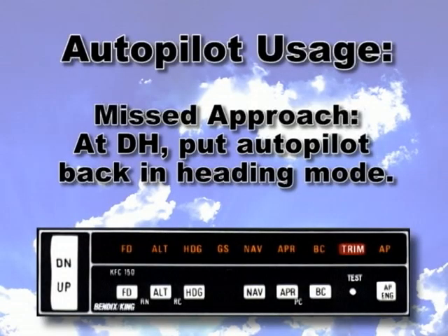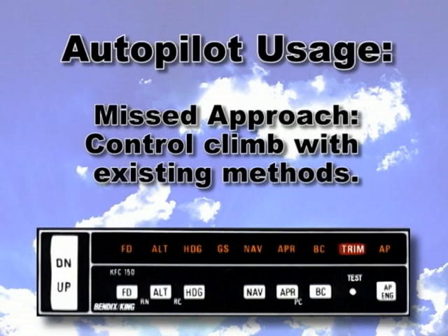At the decision height, if executing a missed approach, just put the autopilot back in heading mode and initiate a climb in the normal manner. The EFIS and autopilot fly the entire missed approach laterally hands-off. All you have to do is control the vertical navigation.